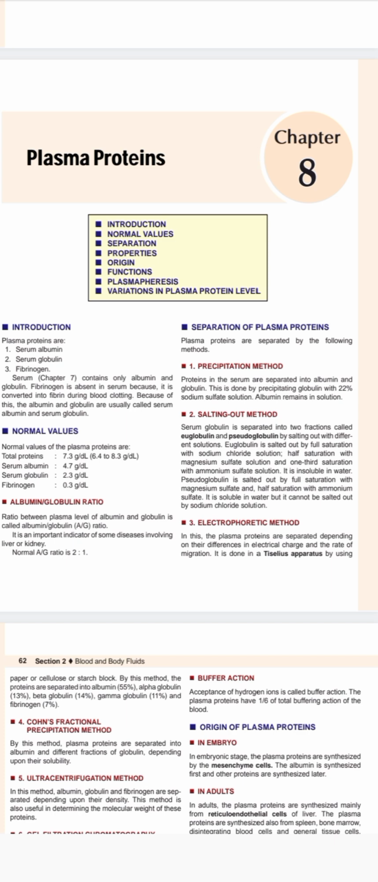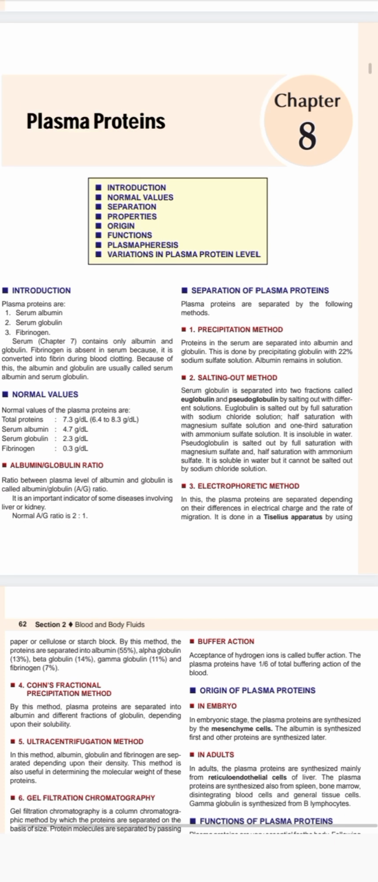In gel filtration chromatography, all types of proteins are separated. In the immunoelectrophoretic method, quantitative estimation of proteins is done. So this much is enough to know about the separation.